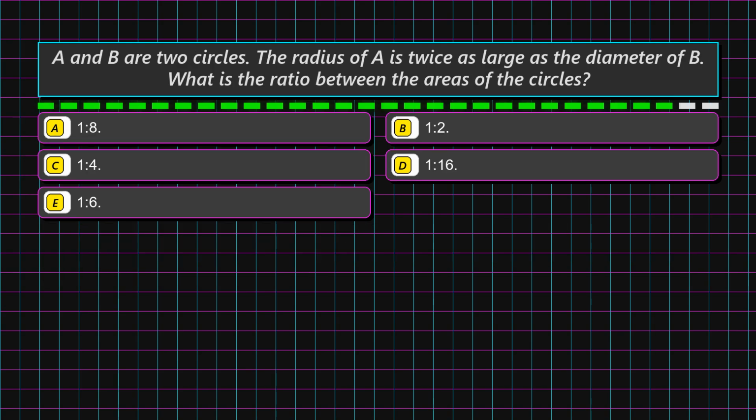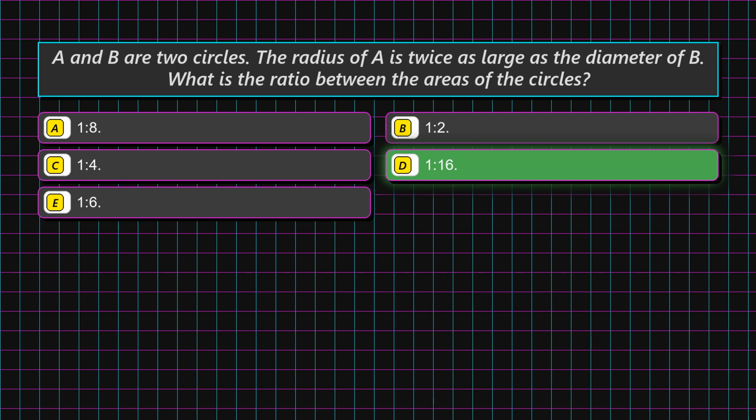Question 13. A and B are 2 circles. The radius of A is twice as large as the diameter of B. What is the ratio between the areas of the circles? Option A, 1:8. Option B, 1:2. Option C, 1:4. Option D, 1:16. Option E, 1:6.